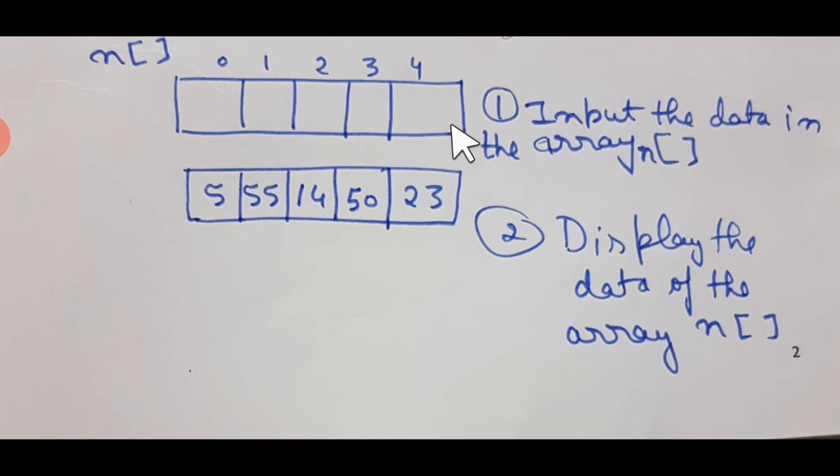Alright. Now students, after the creation of the array, we perform the first task, inputting the data into the array n. So here is the data: 5, 15, 14, 50, 23. And then we display the data of the array. So I've shown you three important tasks: the creation of the array, then inputting the data into the array, and then displaying the data of the array n.